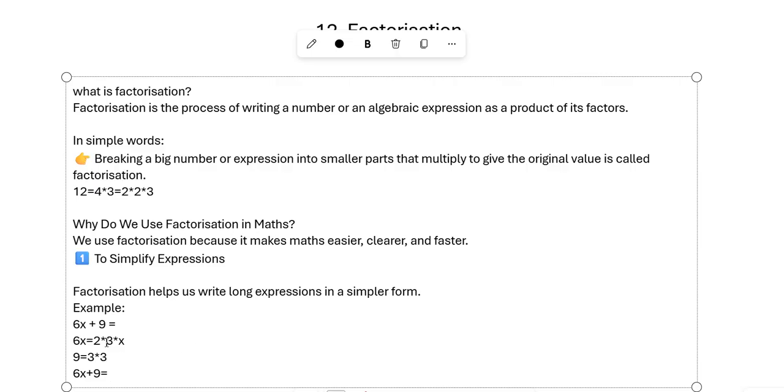What is the common factor in 6x and 9? 3 is the common factor. Okay, just grouping these two numbers. 3 is the common factor. I'm just taking the 3 out here. What are the remaining numbers? 2 and x. Okay, 2x plus 3. Because in 6x and 9, 3 is the common number. We are taking the 3 out, so the remaining values will be 2x plus 3.